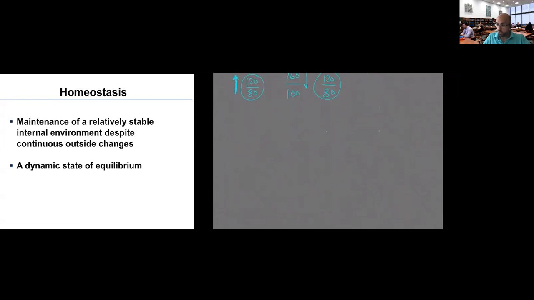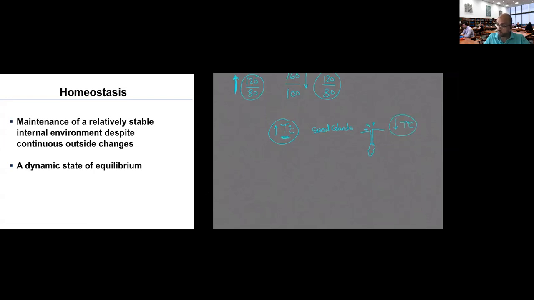If it's too hot outside, my body temperature will increase. And as my body temperature increases, my body responds by stimulating the sweat glands. And once the sweat glands are stimulated, I will be sweating. And this will reduce my body temperature back to normal. So I get back to my normal body temperature.